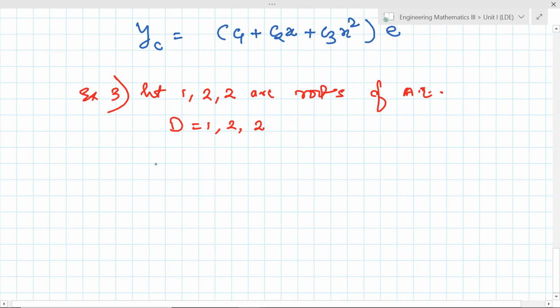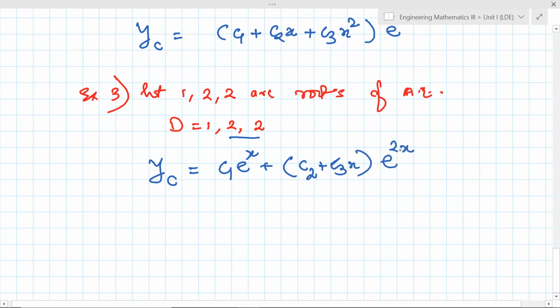In this case my complementary function is yc equal to c1 e raised to x, this is the distinct root, plus, for this 2 repeated twice, we use the second case, c2, don't repeat the constant, (c2 plus c3 x) into e raised to 2x. Got it? So c1 e raised to x plus (c2 plus c3 x) e raised to 2x is the complementary function in this case.